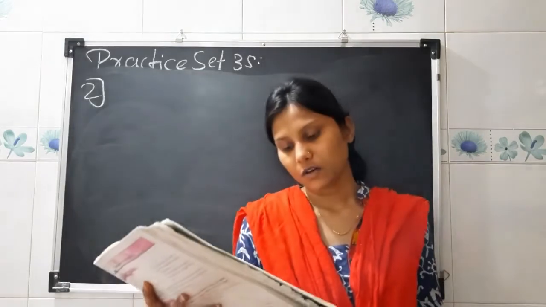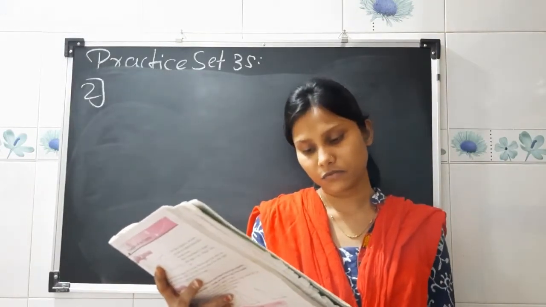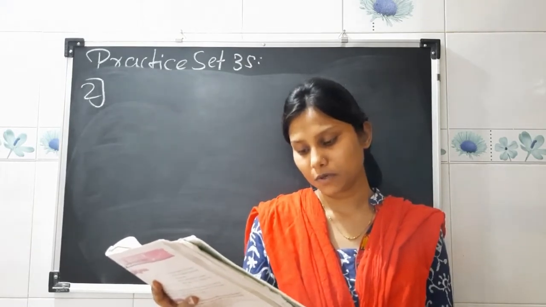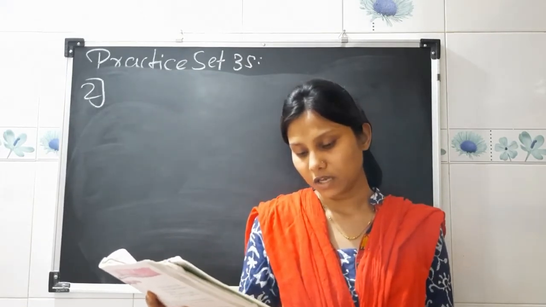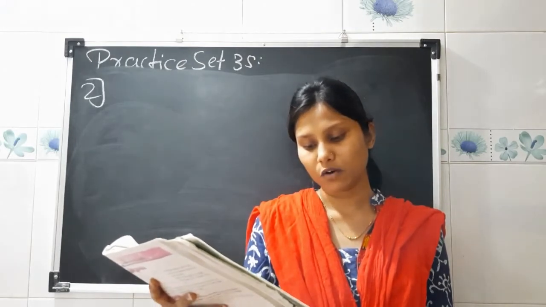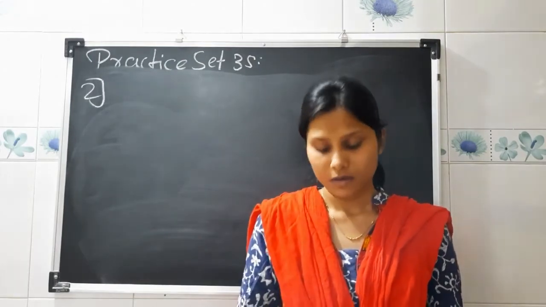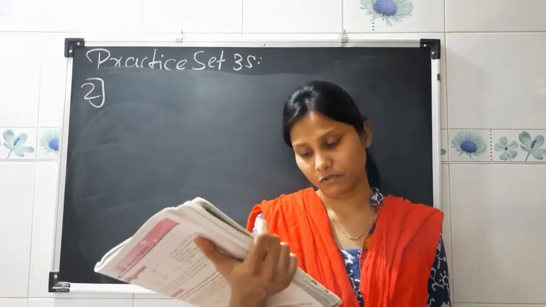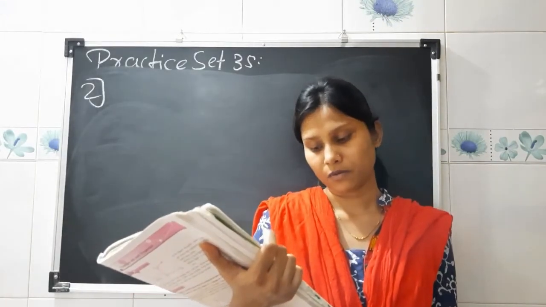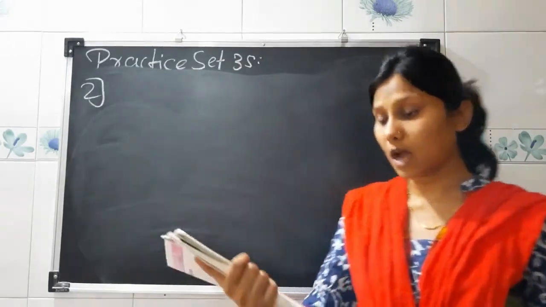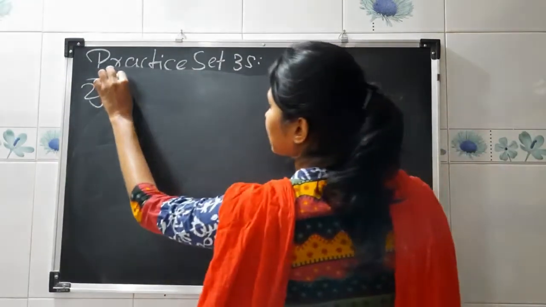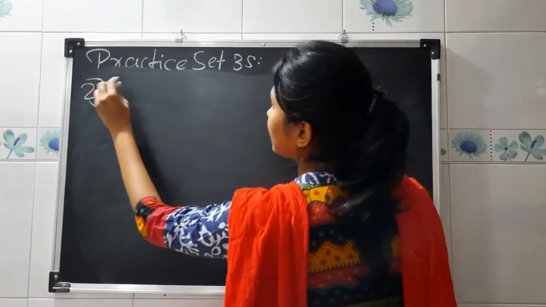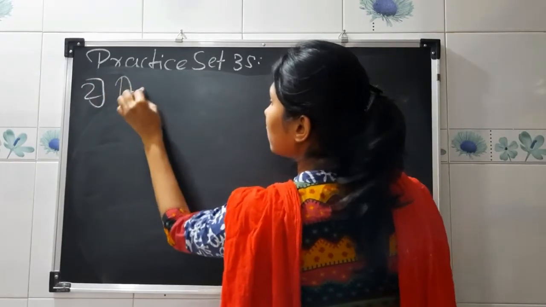Next. Mahesh deposited rupees 8,650 in a bank at a rate of 6% per annum. How much money will he get at the end of the year in all? So Mahesh deposited rupees 8,650 in his bank. So here the principal amount is rupees 8,650.